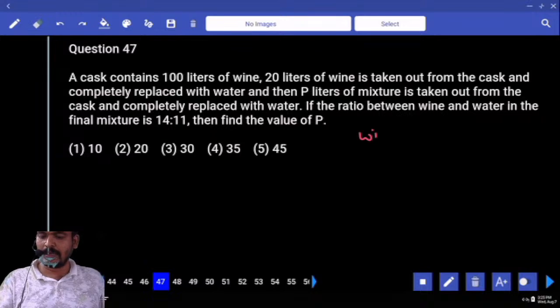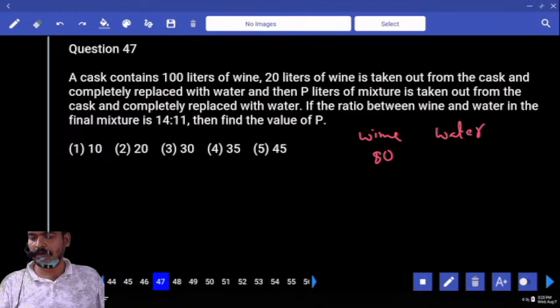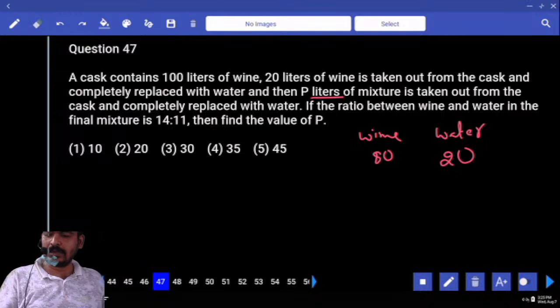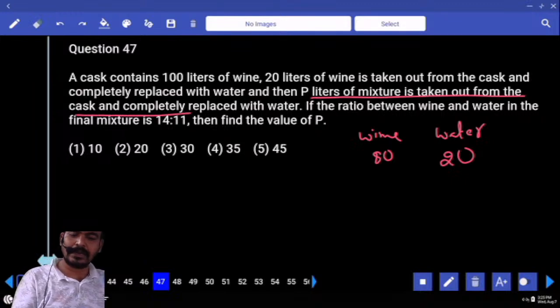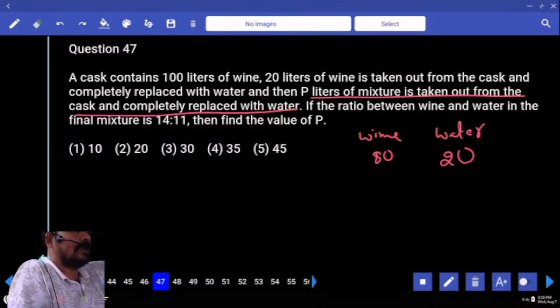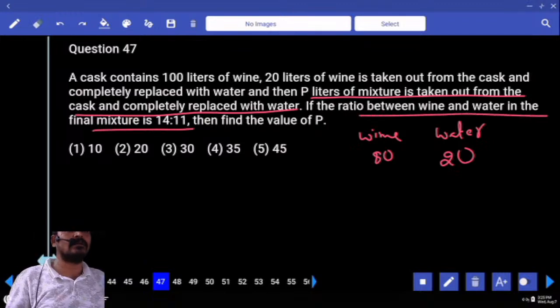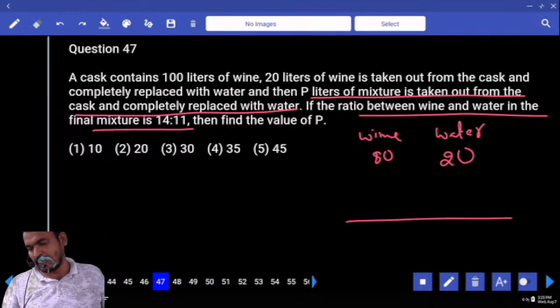Means wine is how many liters? 18. Then water becomes 20. After removed, wine becomes 18, water becomes 20. That is after first operation. And P liters of the mixture is taken out from the cask and it is completely replaced with water. Means out of 100 liters, again P liters are taken, again it is replaced with water. And if the ratio between the wine and water in the final mixture is 14:11.